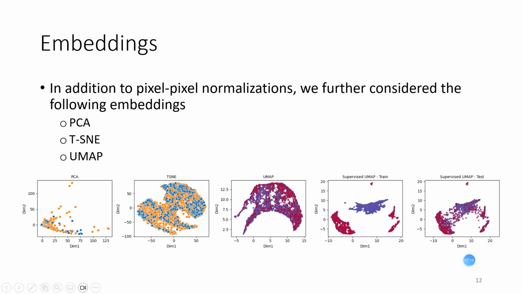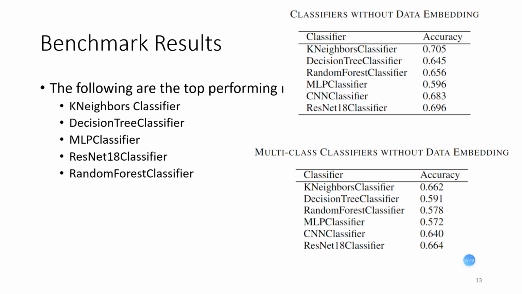However, for the supervised UMAP, the train data separate perfectly, I would say, and the test data is also quite separable. It is much better than PCA, t-SNE, and UMAP. So in the following study, we will focus on the supervised UMAP data embedding technique as the data preprocessing.